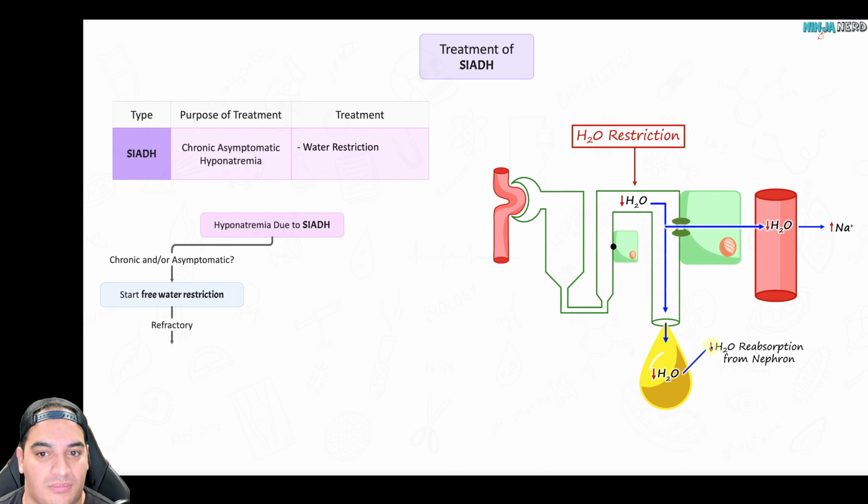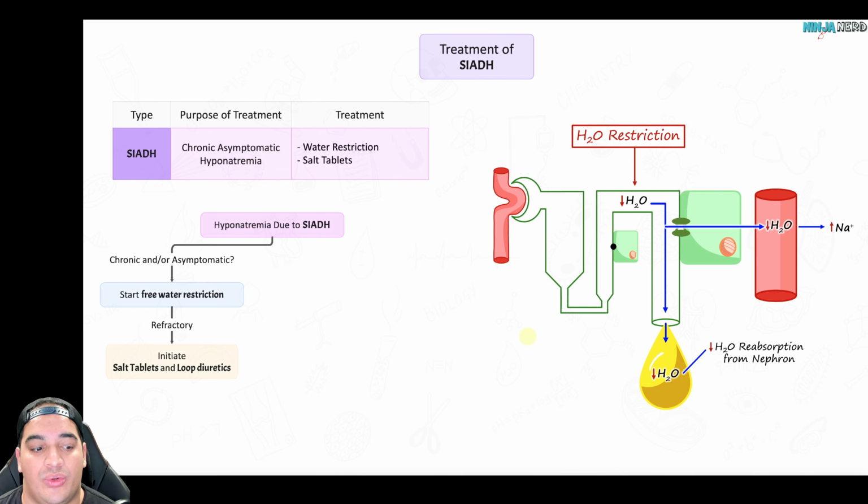All right. If they're not responding to water restriction, and that's kind of tough, sometimes you have to limit them to like a liter, sometimes 1.5 liters of water per day. So in those particular scenarios where it's not working, you have to get rid of a lot of water from the kidneys.